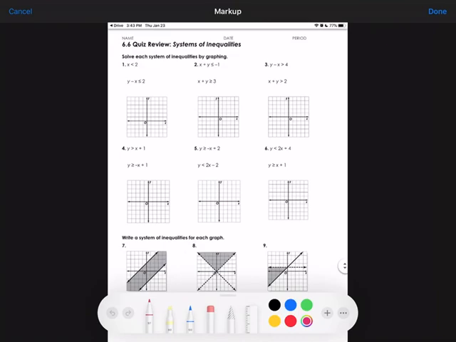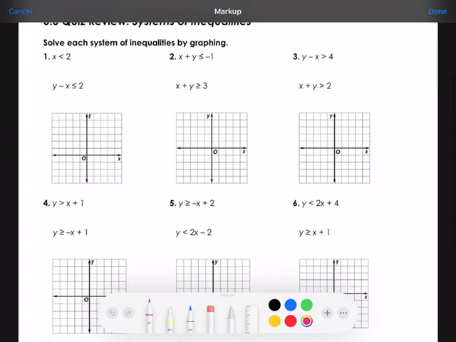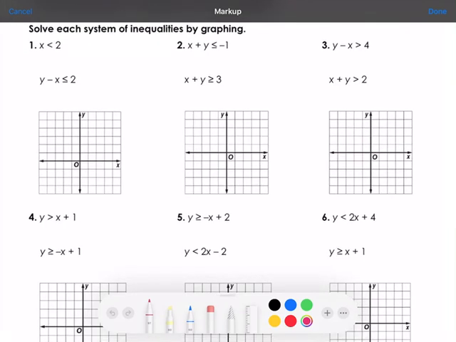All right, so we're looking at the quiz review of systems of inequalities. I'm just going to start from the top and work through each one. If you have questions, feel free to ask.